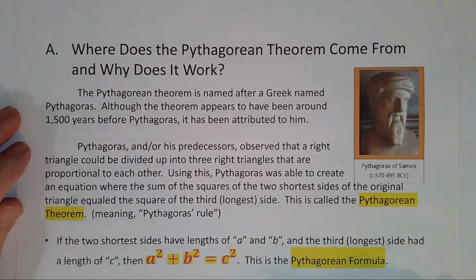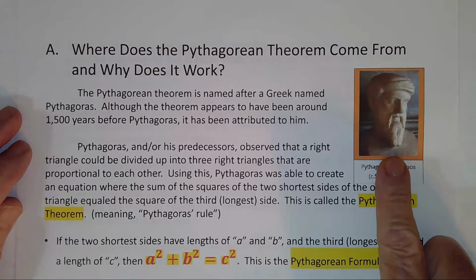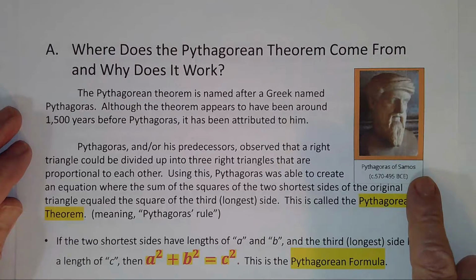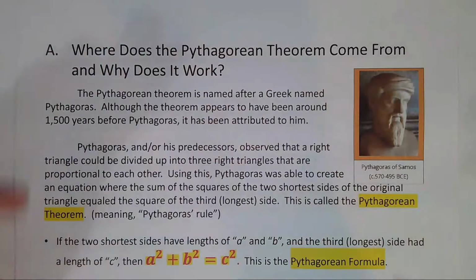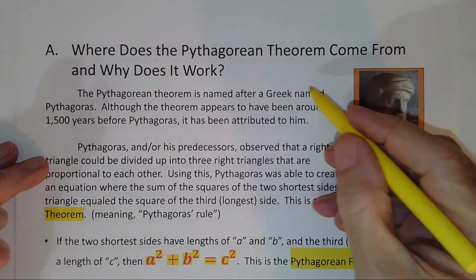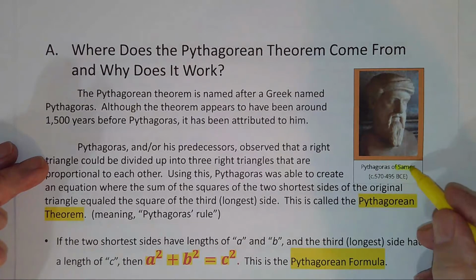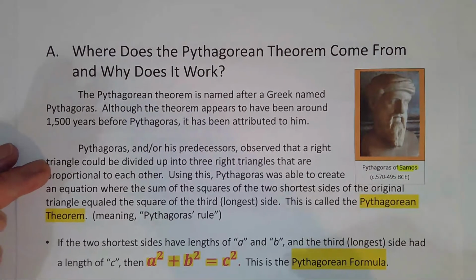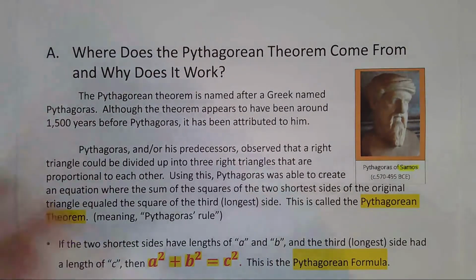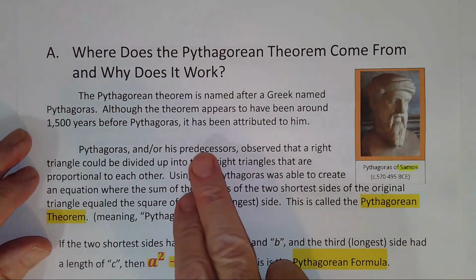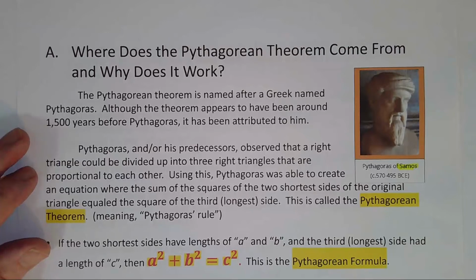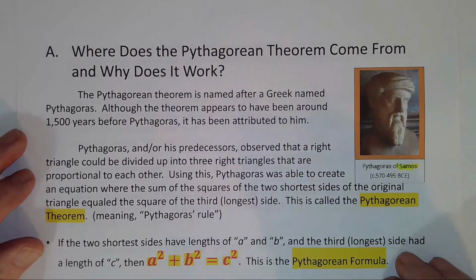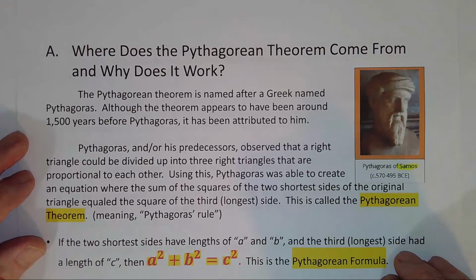So where does the Pythagorean theorem come from and why does it work? This bust is meant to represent a Greek by the name of Pythagoras. Pythagoras came from an island, I believe it's in the Mediterranean, it could be in the Aegean, called Samos. There's his name right there, and the island's name. Although the theorem appears to have been around 1,500 years, Pythagoras is the one it's attributed to. Why is that? Well, I guess he was just the best promoter at the time in getting the word out to a lot of people. Remember, everything went by word of mouth in those days.